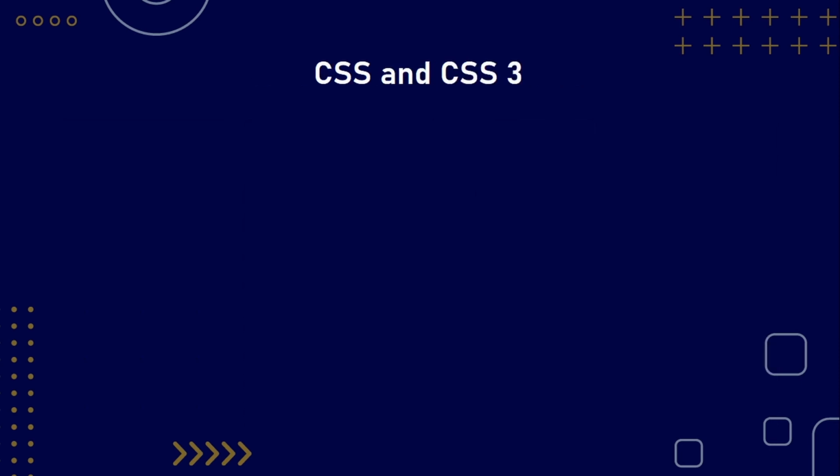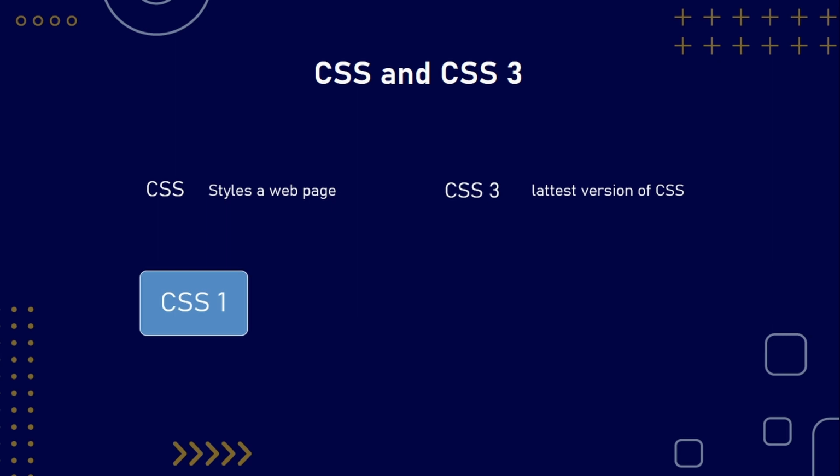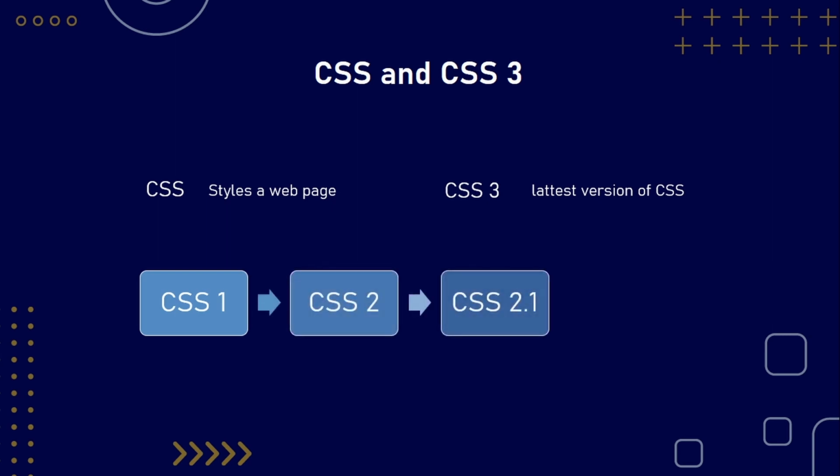CSS and CSS3. There is some confusion in the community among newer developers on what CSS and CSS3 is all about. CSS is just an acronym for Cascading Style Sheets and is used for styling our web pages. CSS3 is the latest version of CSS. CSS as well has transitioned from CSS1 to CSS2 to CSS 2.1, and we are currently at the latest version of CSS, which is CSS3, which has the newest features which we are going to be talking about.